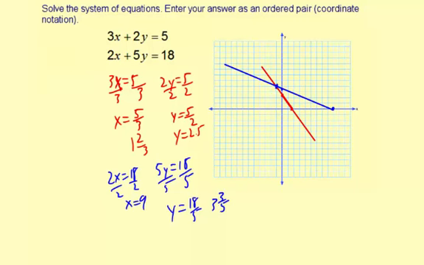Okay, there's the point of intersection. It looks like -1 and then up 1, 2, 3, 4. That's the same answer we found using algebra, so I'm very confident that that is the correct answer, -1, 4.